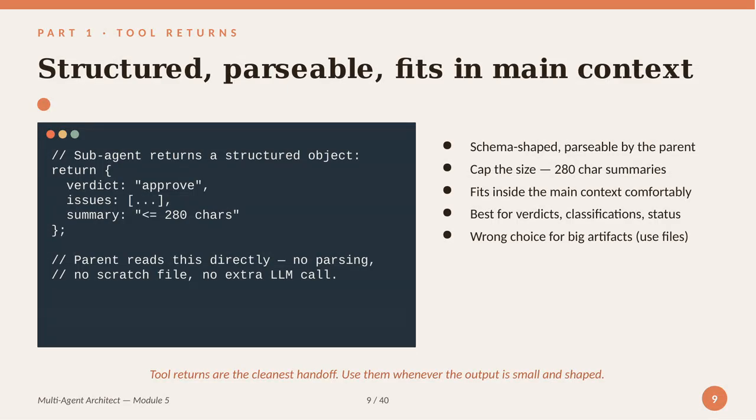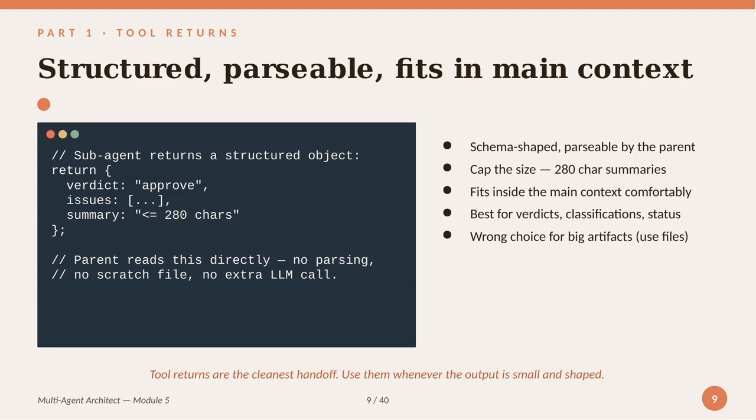State in tool returns. The cleanest handoff for output the parent needs to read directly. The pattern. The subagent returns a structured object, verdict plus issues plus summary, or whatever your contract says. The parent reads the object as a normal tool return. No parsing of free-form prose. No scratch file dance. The shape is the contract, and the contract is enforced at the schema level.